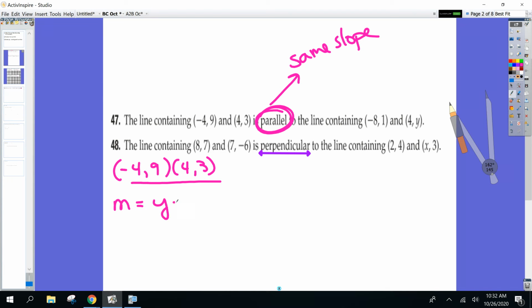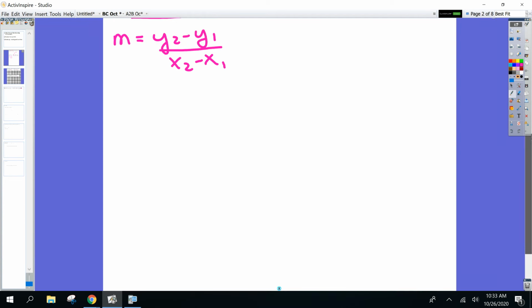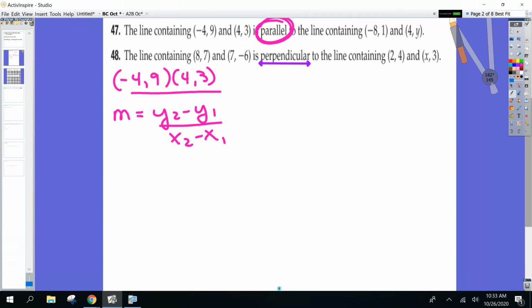Review, slope formula. This will not be given to you on Thursday's test. Not be given to you. And this guy doesn't have any sympathy because you're in honors if you forget what it is. All right, change in y over change in x. So here we go. All right, the y values. I'll go 3 minus 9. Everyone see my y values?